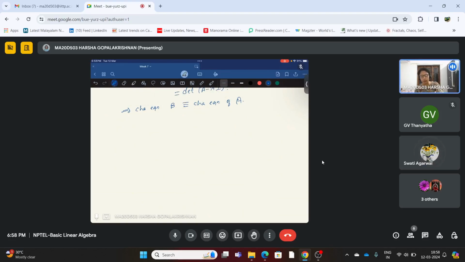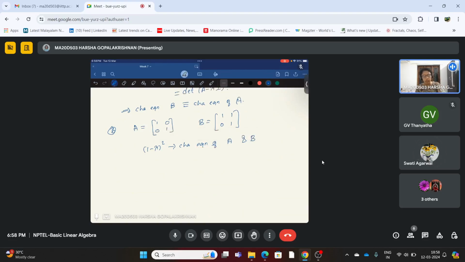Okay, I will give one example. Let A equal to [[1,0],[0,1]]. That is identity. And B equal to [[1,1],[0,1]]. So what is the characteristic equation of A? Yes, (1 minus lambda) squared. And what is the characteristic equation of B? (1 minus lambda) squared. So for A and B we have the same characteristic equation.